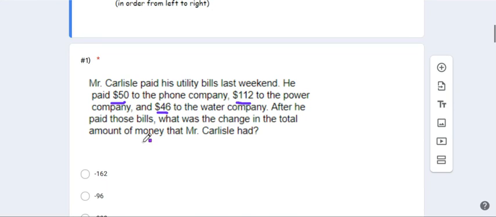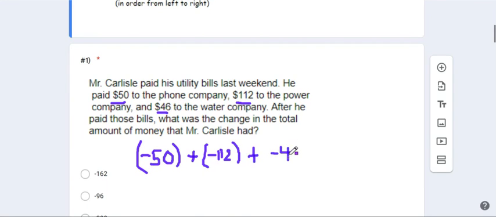And so I'm going to represent each of these bills with a negative number. I pay $50 to the phone company, so there's minus 50, right? Plus he paid $112 to the power company, so there's plus negative 112. Plus he paid $46 to the water company.